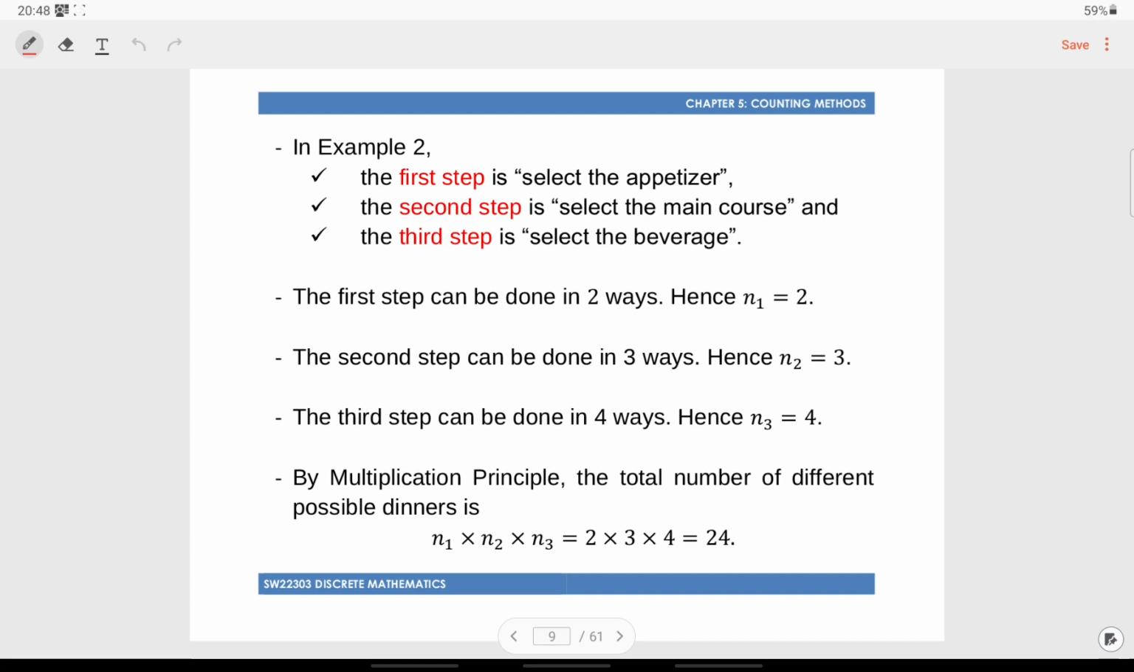As a conclusion, by using the multiplication principle, the total number of different possible dinners can be obtained by multiplying these three numbers of ways, n1, n2, and n3, and come out with the total number of different possible ways this task can be done.